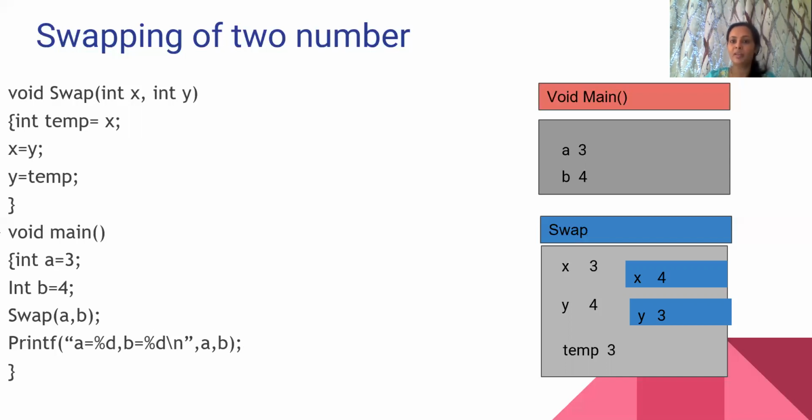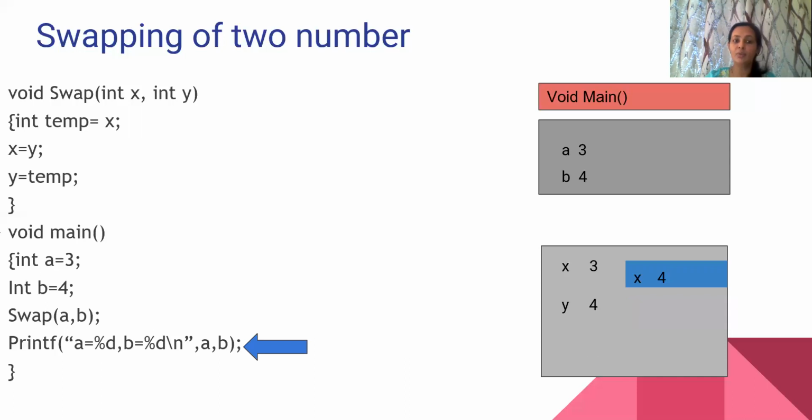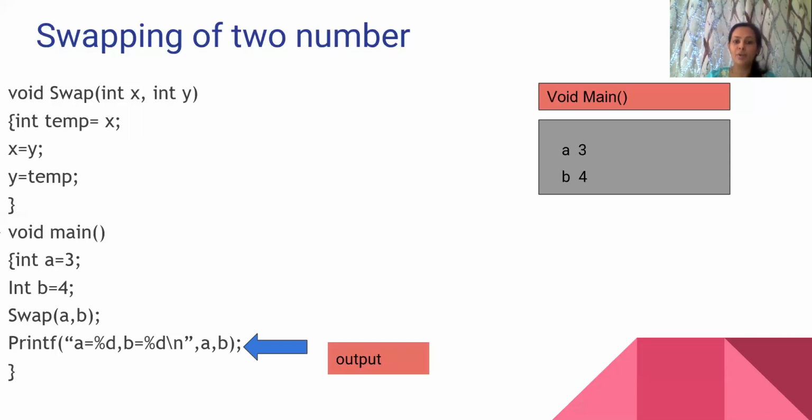But how about the main function? The values remain the same. When the printf is executed, as the print is in the main function, it will print whatever values main is having. Main has a equals 3 and b equals 4. So you can see the values are not changed. They remain the same.